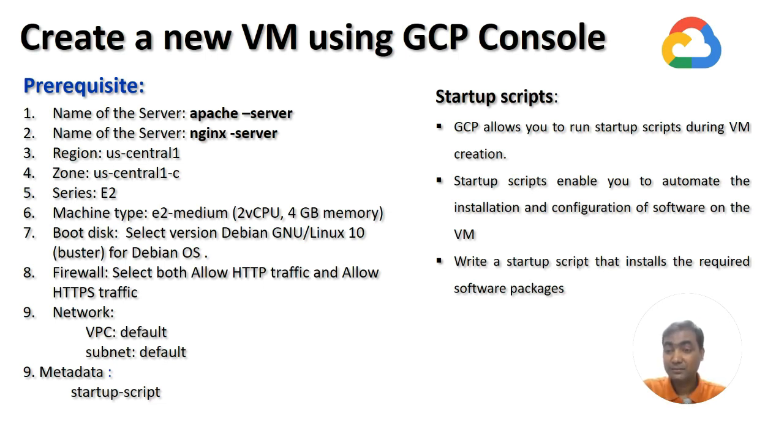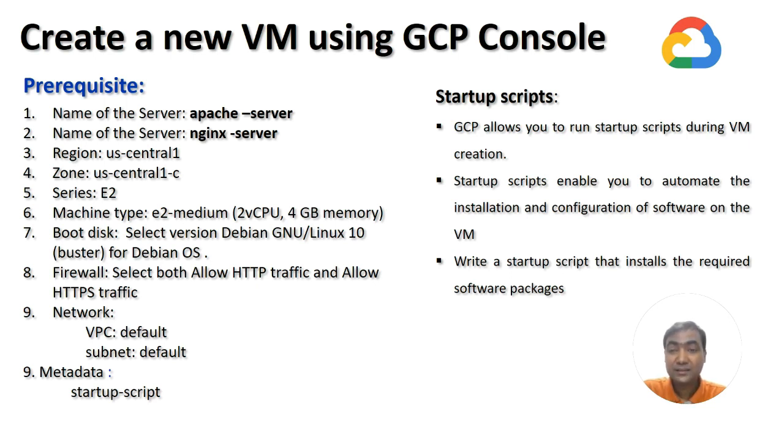Select a base VM image that closely matches your needs. GCP provides a wide range of pre-configured images with popular operating systems like Ubuntu, CentOS, Windows Server and more. You can also create a custom image with your desired software pre-installed. GCP allows you to run a startup script during VM creation. This script can be written in various scripting languages such as Bash, PowerShell or Python. A startup script enables you to automate the installation and configuration of software on the VM.